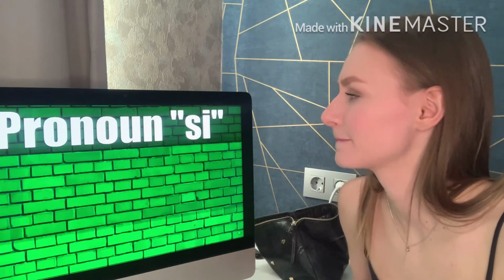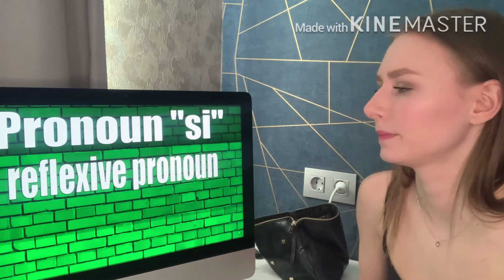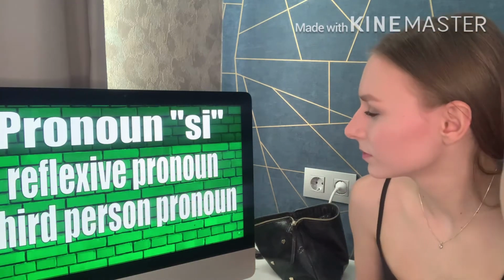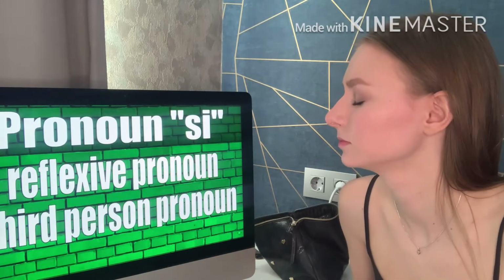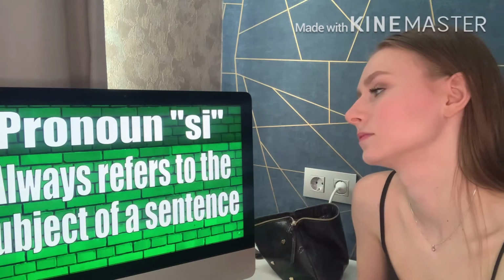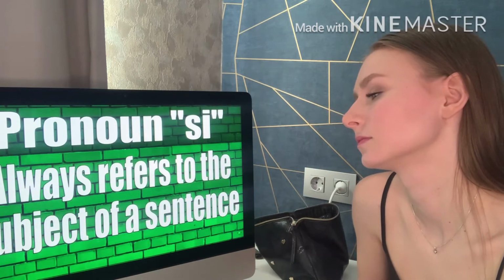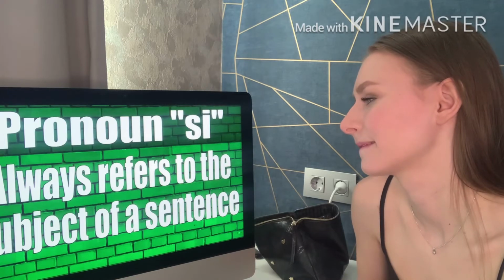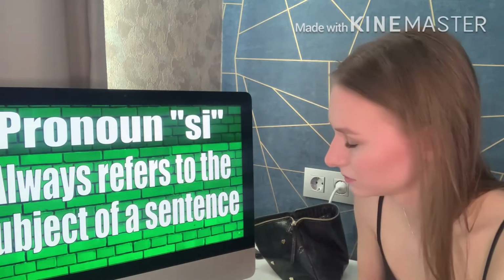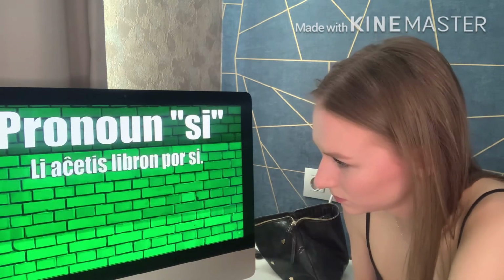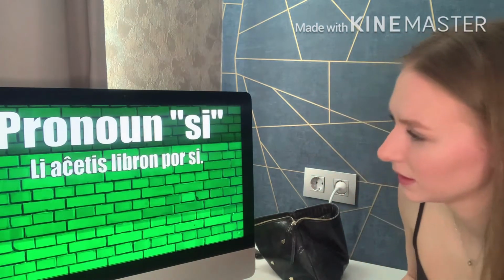But the pronoun si is a reflexive pronoun, and it's also a third-person pronoun, just like li, ŝi, ĝi, and ili. And this pronoun si is always going to refer to the subject of a sentence. So the pronoun si is never going to be the subject of a sentence, but it'll always represent a third-person subject. This sounds a little bit confusing, but after a few examples, I think you'll be able to understand how it's used. The first example is li aĉetis libron por si.